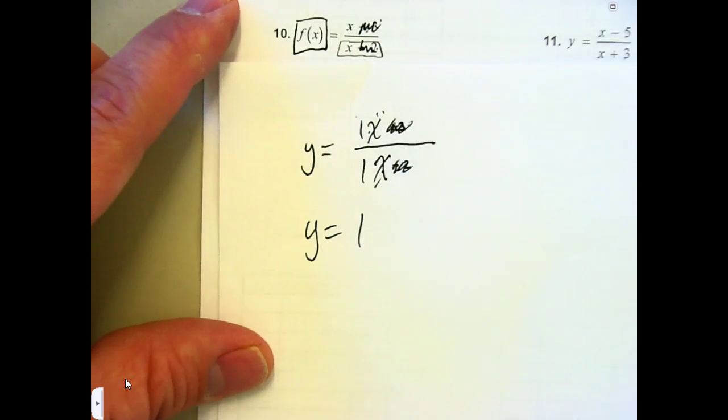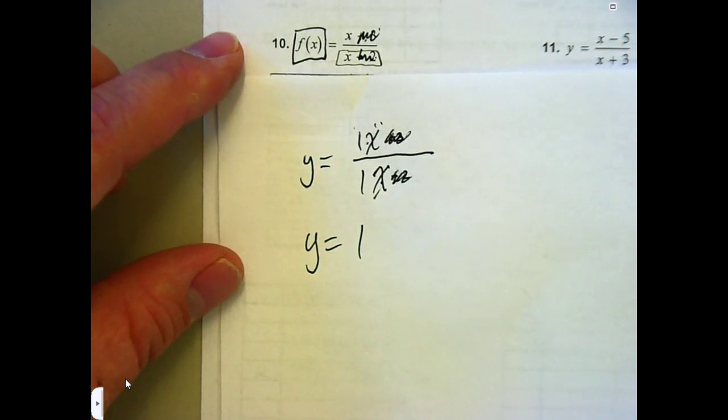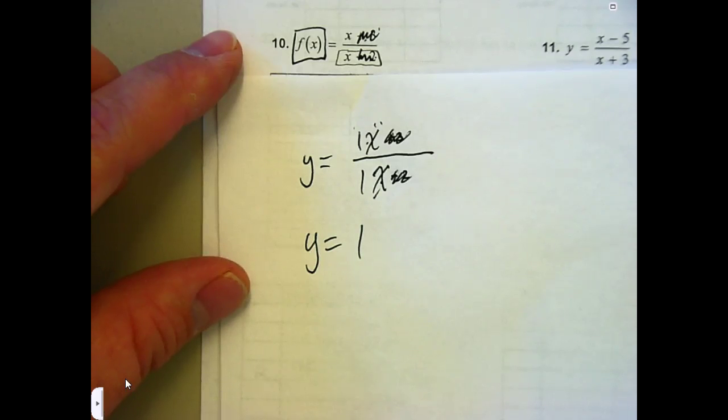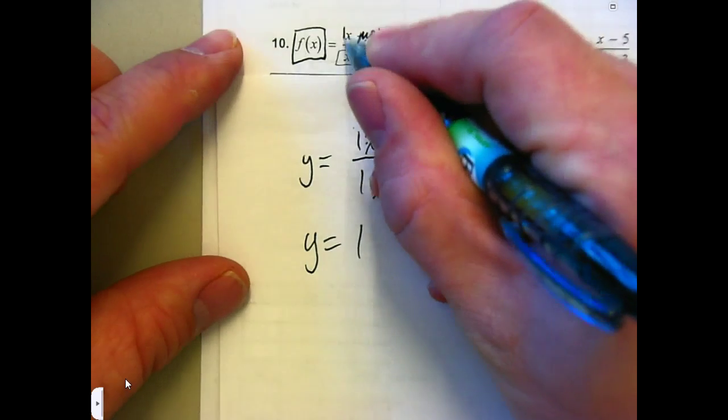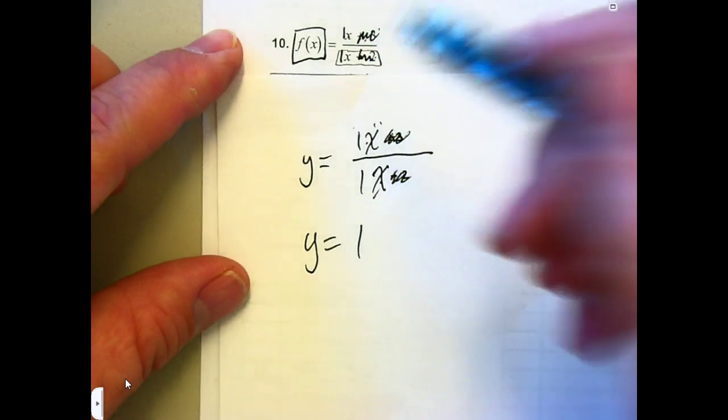Yes? So if it was 2x plus 3 over x minus 2, would the asymptote be 2? Yes. Okay, so what you're doing is looking at the numbers in front, those leading coefficients. 1 divided by 1 is 1.